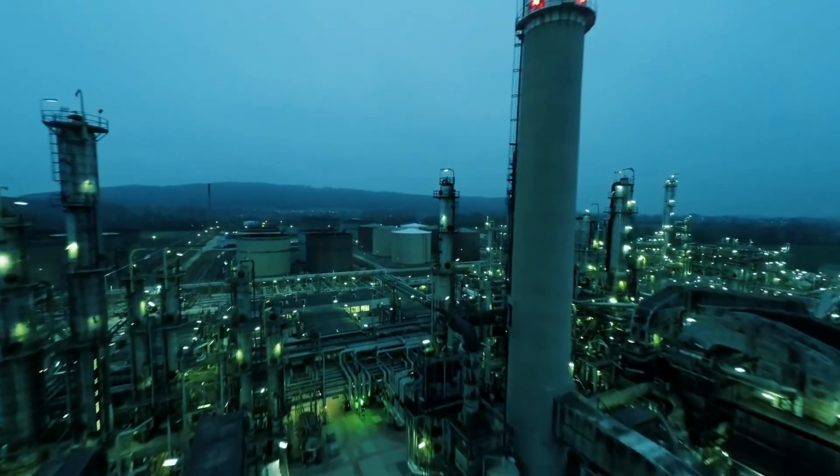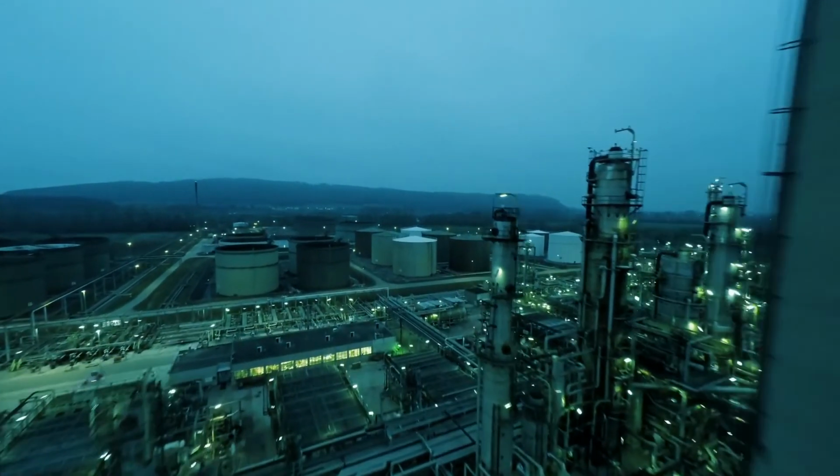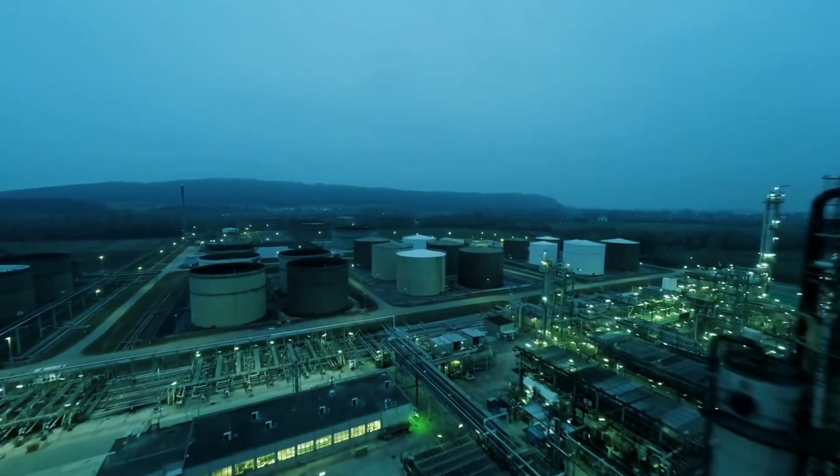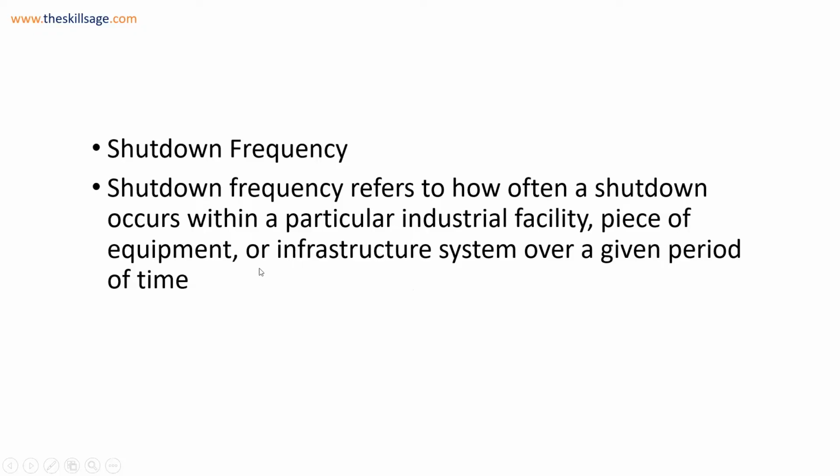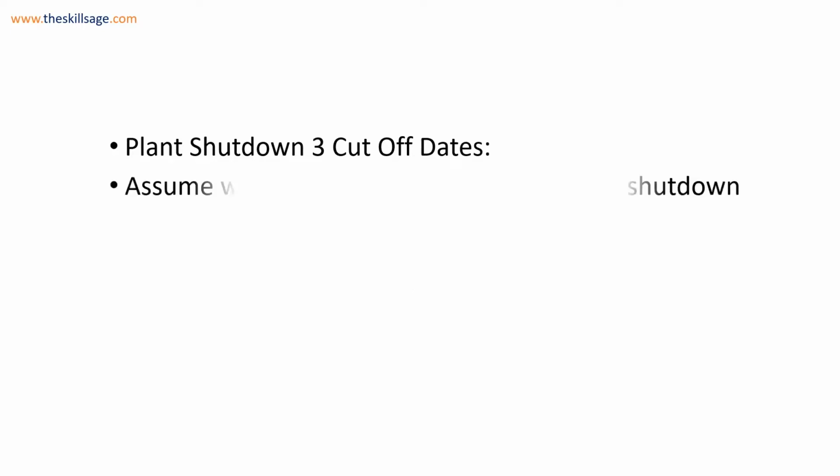You got my point. So that would be called shutdown frequency. It refers to how often a shutdown occurs within a particular industrial facility, piece of equipment, or infrastructure system over a given period of time. And plant shutdown को समझने के लिए 3 कट ऑफ डेट्स को समझना बहुत जरूरी है. It is very, very important for you people to understand.